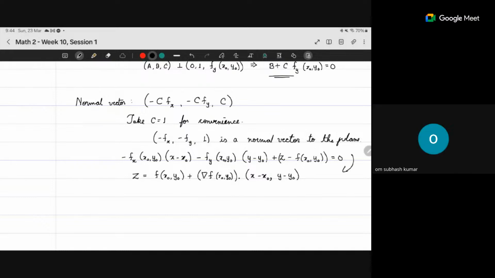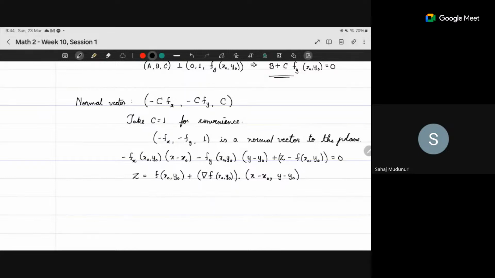No, sir. Can you explain it? I've kept z on the same side. f(x0, y0) I brought to this side, and these other terms also I brought to this side. But I wrote that as gradient at (x0, y0) dot product with (x - x0, y - y0). What is gradient dot product with (x - x0, y - y0)? The gradient was just (fx, fy), and dotted with (x - x0, y - y0) it will give you exactly that: fx times (x - x0) plus fy times (y - y0).